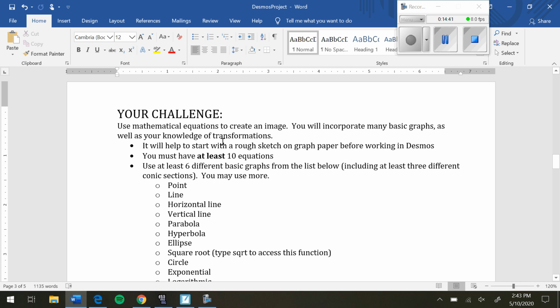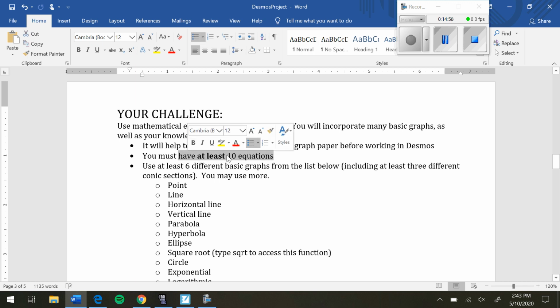It's probably going to be very helpful if you sketch it out on a piece of paper, just so you can kind of get the general shapes, and then you can be like, oh, well, that piece of my drawing looks like it could be a parabola, or that piece looks like I could draw a circle. So consider doing that first.